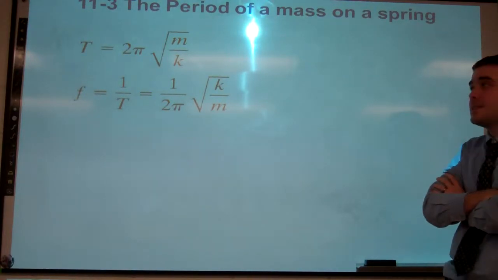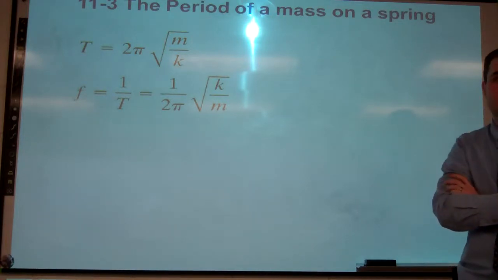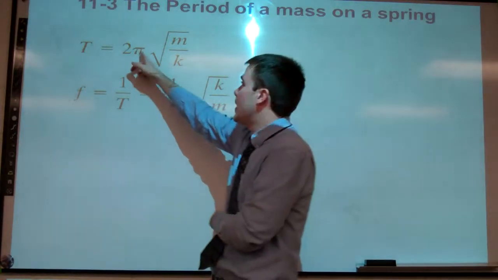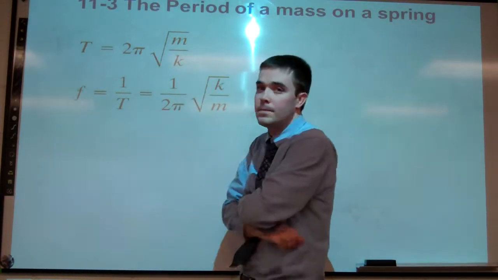Alright, so these are the equations for the period and the frequency of a mass on a spring. I'll put these on a worksheet when we do stuff with them later. So the period is equal to 2 pi times the square root of the mass over k.